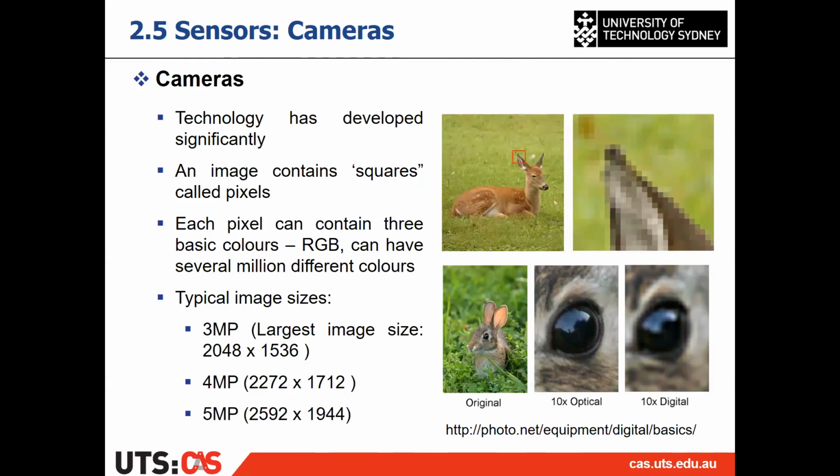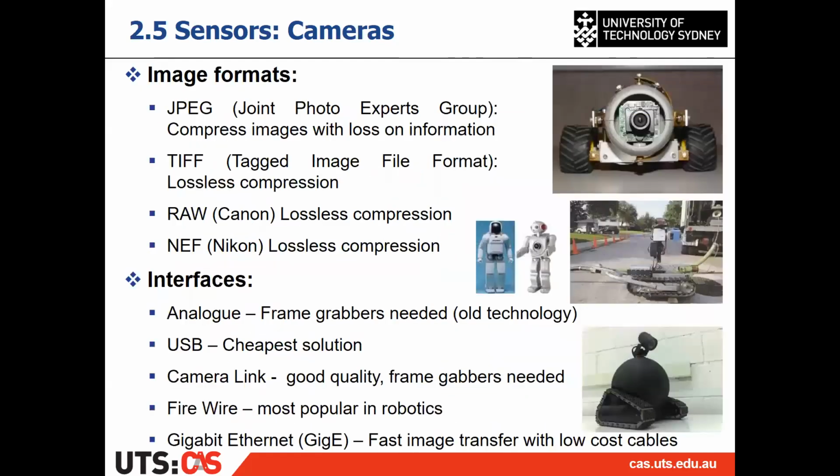I think you've heard a lot about your camera, or the camera on your phone, that has like 10 megapixels or even 18 megapixels. That represents the size of the image. So an 18 megapixel image means that on one image you have 18 megapixels. So that's the size of the image.